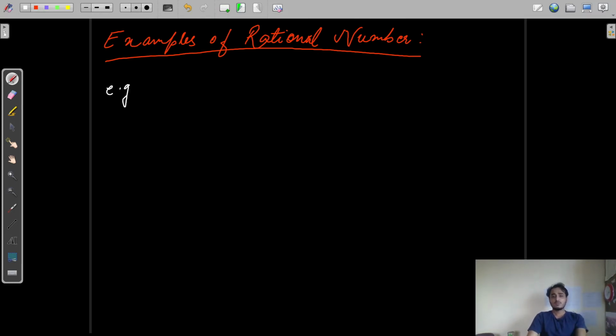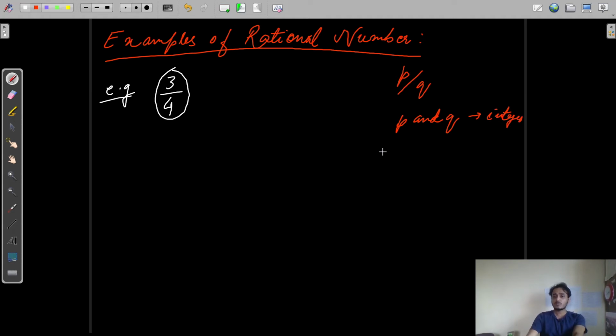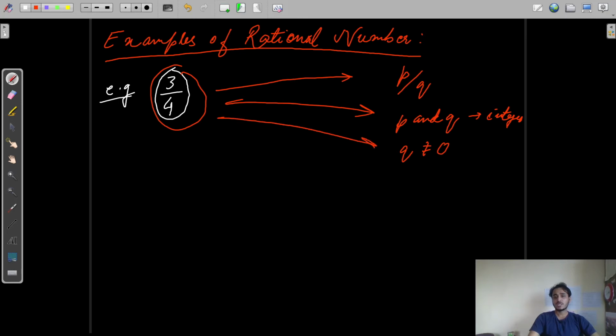Okay, for example, 3 by 4. In order to check whether 3 by 4 is a rational number or not, we will first write down the three conditions. What are the three conditions? The first condition is the number should be in the form of p by q. p and q should be integers and q must not be equal to 0. If this number 3 by 4 satisfies all these three conditions, then we will say that 3 by 4 is a rational number.